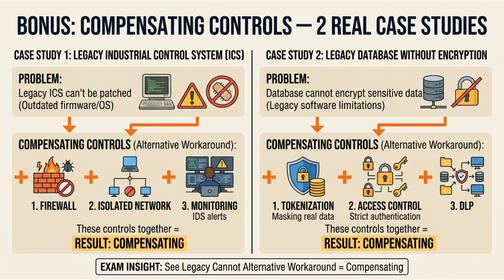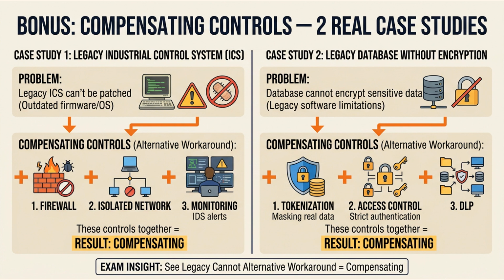You compensate. You put a firewall in front that only allows the factory app to talk to it on one port. You isolate it on its own VLAN, you add monitoring with IDS, you add physical lock on the server rack. Those together compensate for no patching.